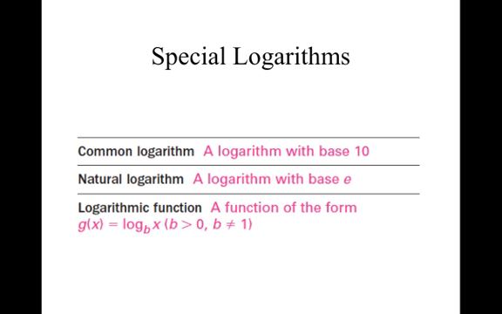Now, we introduced e as the natural base. If it is the base of a logarithm, it is the natural logarithm, and it is indicated by the symbol ln. That means natural log. In general, a logarithmic function is going to have the form g of x equals the log base b of x, and b is going to be greater than 0, it can't be negative, and it's not going to equal 1.